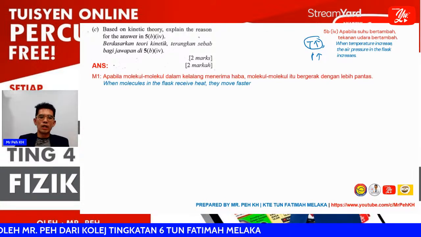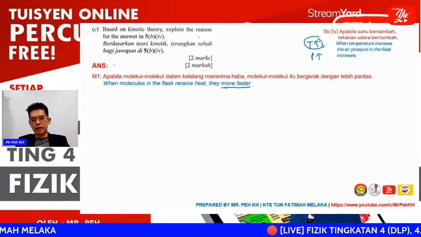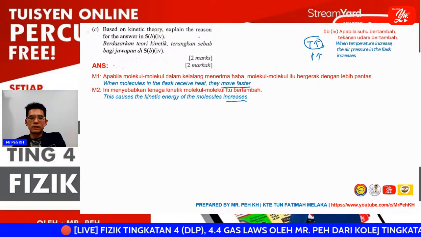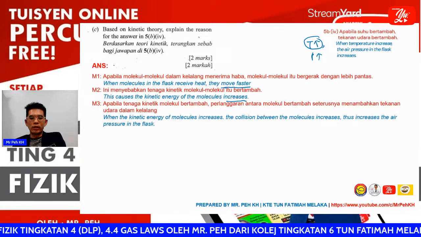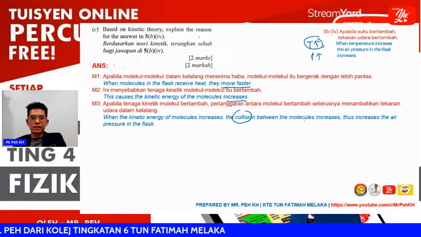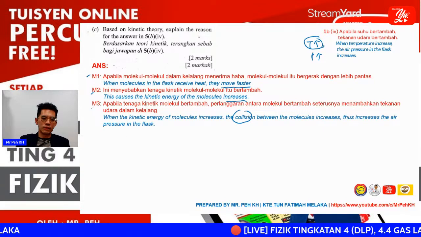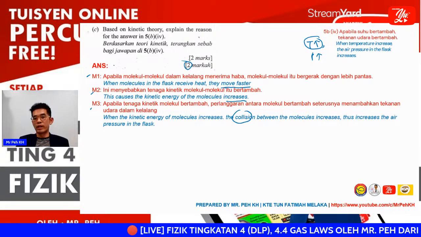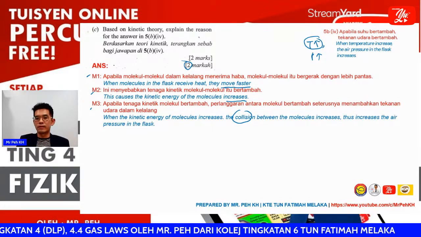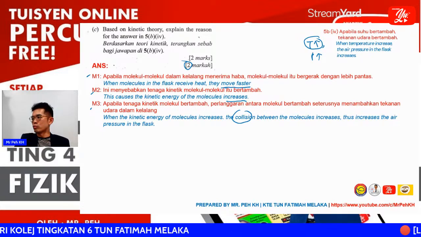So here is the reference answer: when molecules in the flask receive heat, they move faster. That is the first mark. Second, this causes the kinetic energy of molecules to increase. Then, when the kinetic energy of molecules increases, the collisions between the molecules increase, thus increasing the air pressure in the flask. So you can see here, we have three reference answers. The maximum will be 2 marks. You can actually write more relevant answers, because sometimes the answer you write might not meet the scheme. For 2 marks, you need to give a minimum of 2 points.